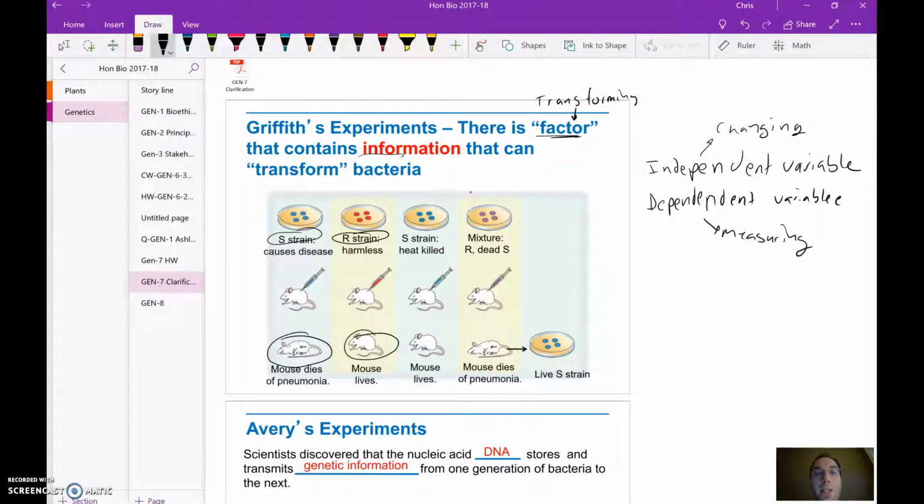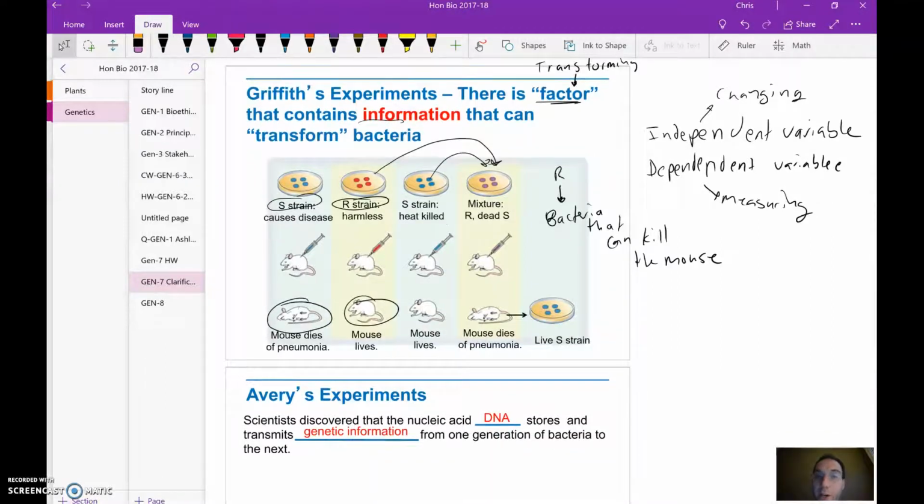He knew that it must have contained some information because when you mix the S strain that was heat inactivated with the R strain, which is rough, he was able to turn the rough strain into a bacteria that can kill the mouse. Okay? Previously it couldn't kill the mouse, but once you take the contents from the heat-killed S strain and mix it with the R strain, you can turn it into a bacteria that can kill the mouse.